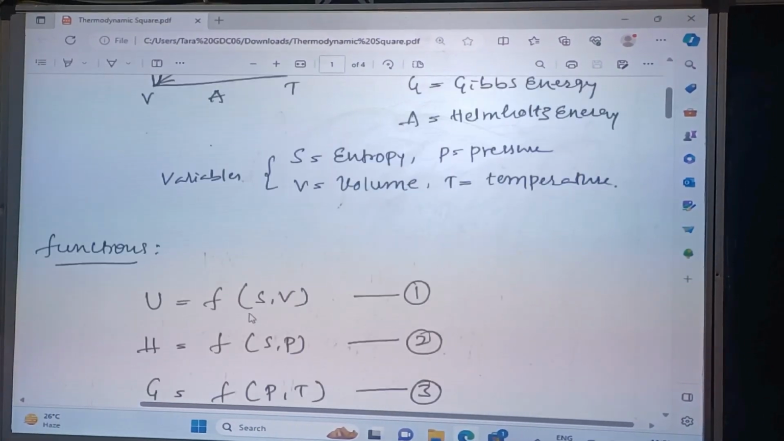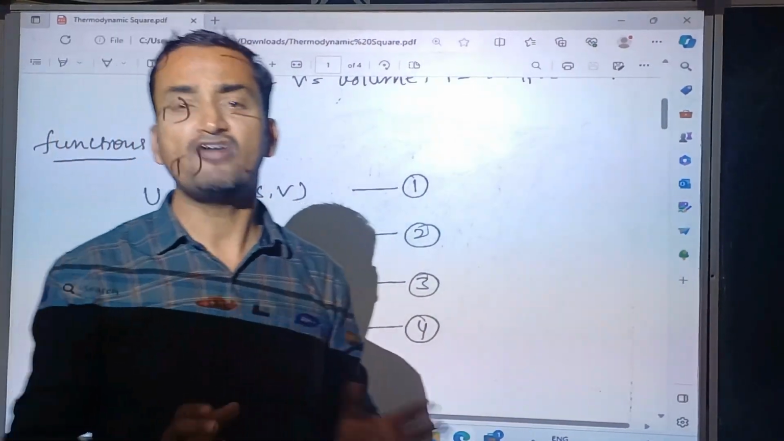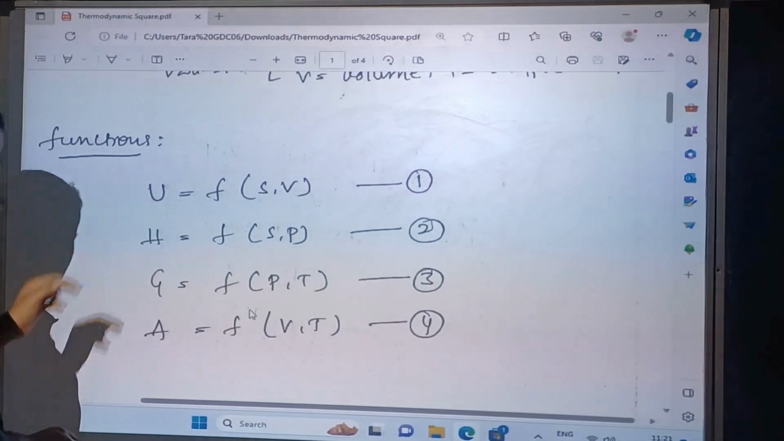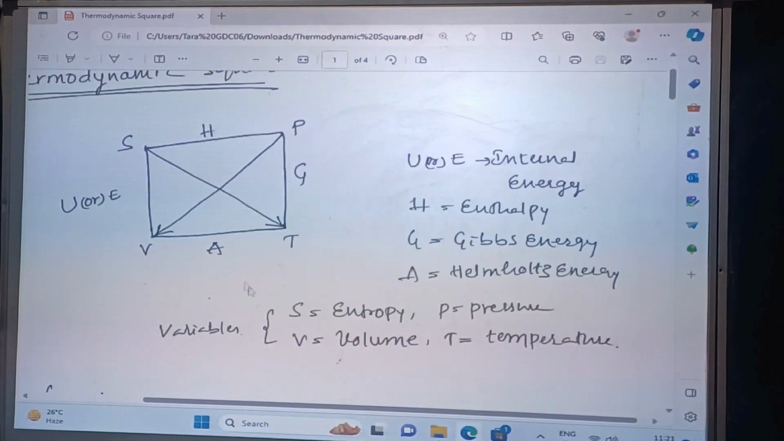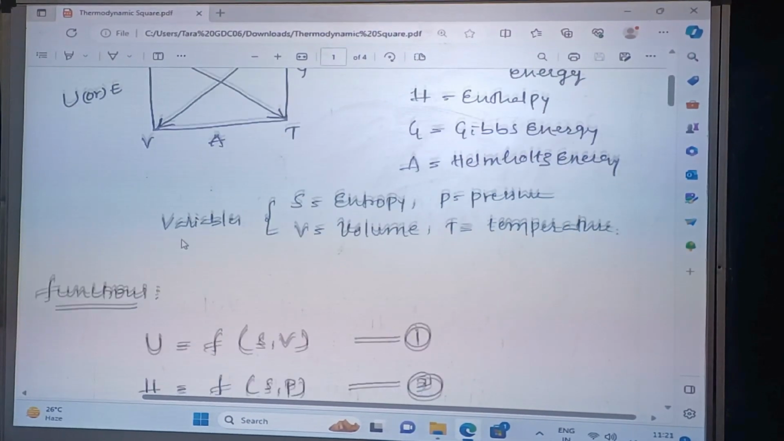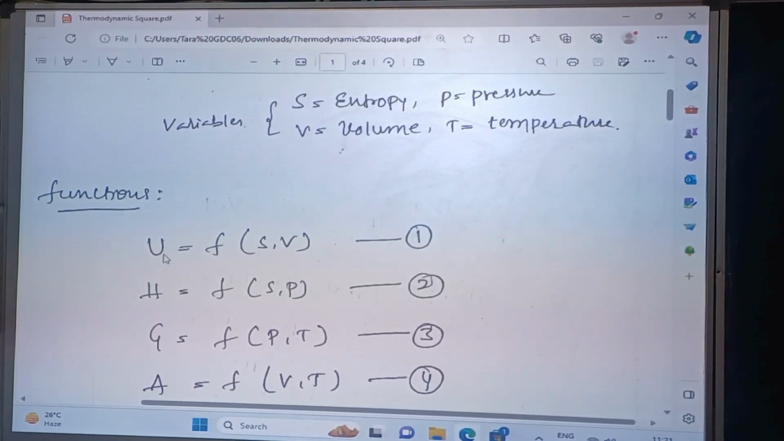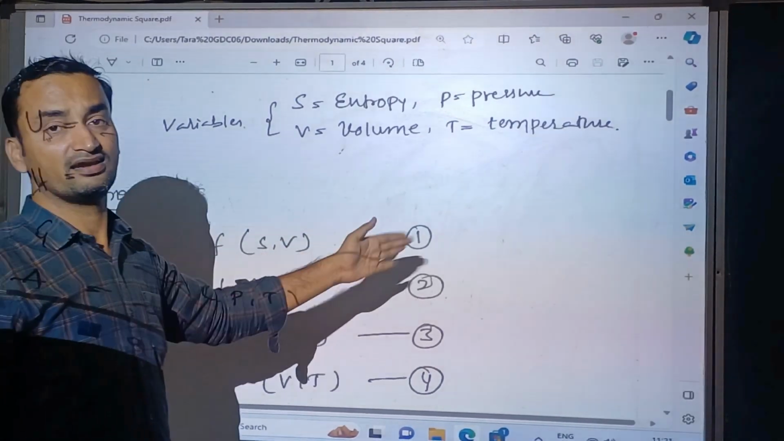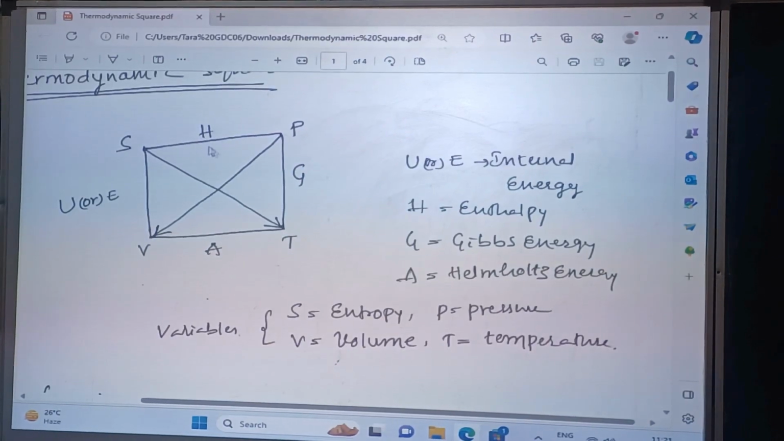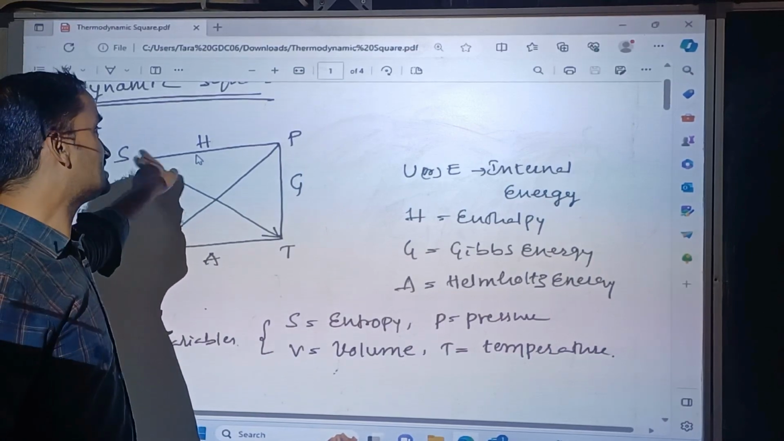I already told you, first we are going to derive functions. Internal energy, just you check beta. Internal energy is a function of variables S and V. So that is the first relation. So internal energy U is the function of S and V. That is the first. Next, number 2, H. H you know beta, enthalpy. Enthalpy is a function of S and P.